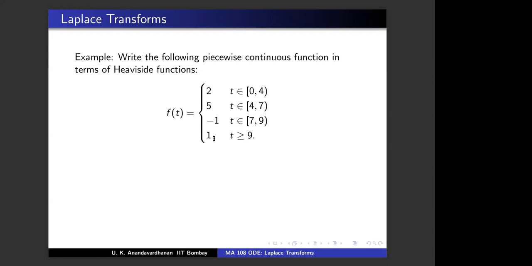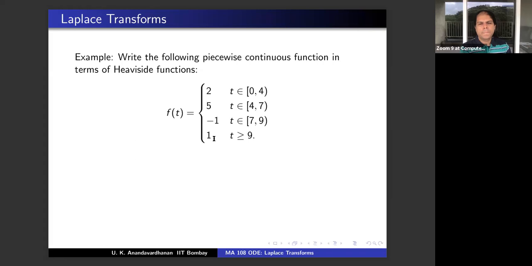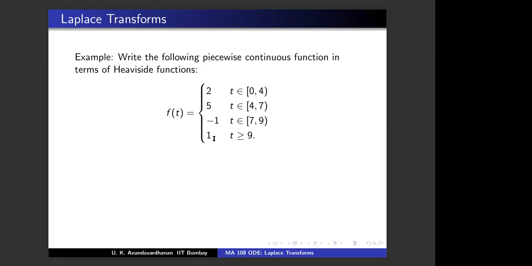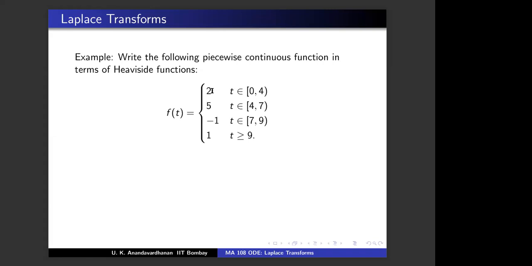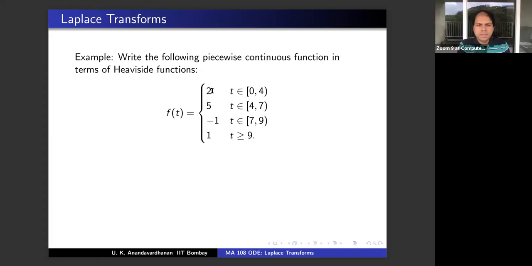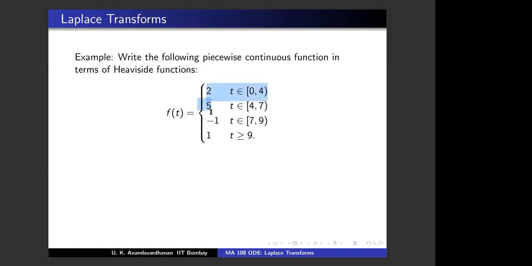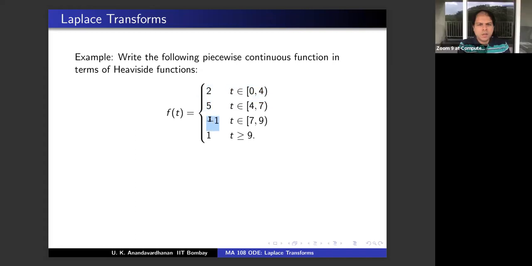So I think it's 2u_0(t) plus 3u_4(t) minus 6u_7(t) plus 2u_9(t). Are you getting 3 because of 5 minus 2? Yeah. And then minus 6u_7(t), that is minus 1 minus 5. And then 1 minus minus 1. So you can just verify. You take an arbitrary point and verify that what you got and this function match, right? That's how you double check.